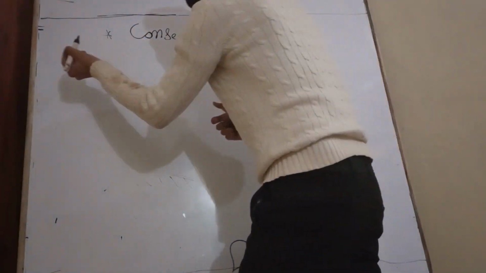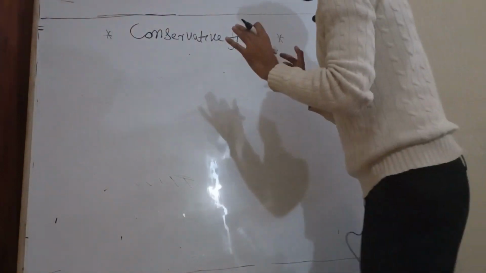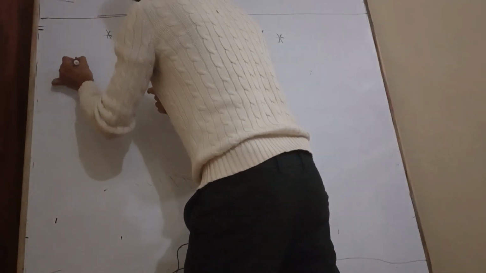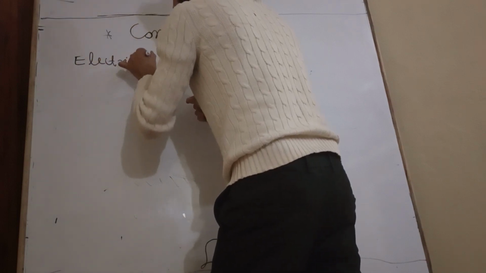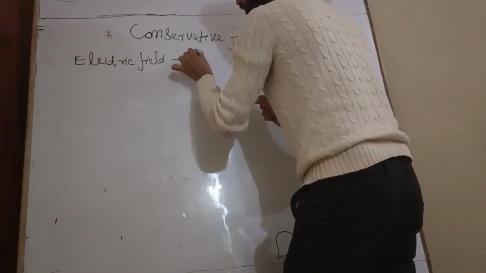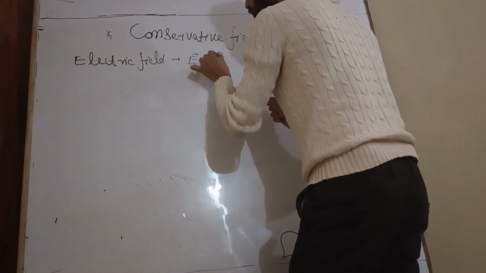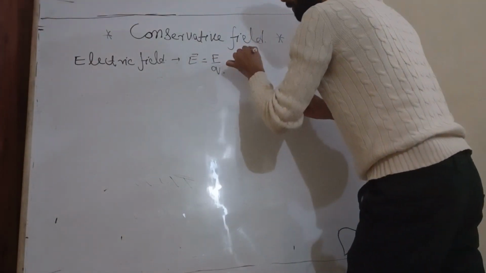Let us see how the electrostatic field is a conservative field. First of all, what is the electric field? The electric field is nothing but force per unit charge.